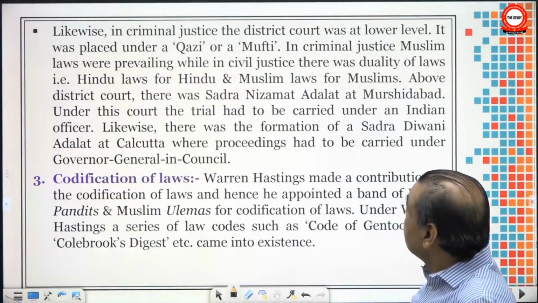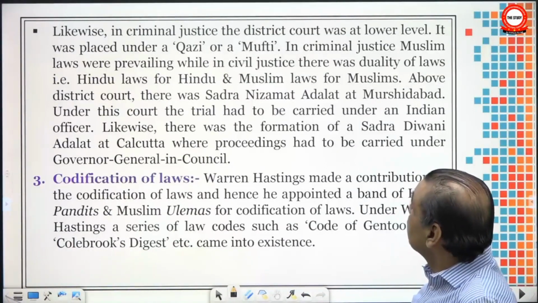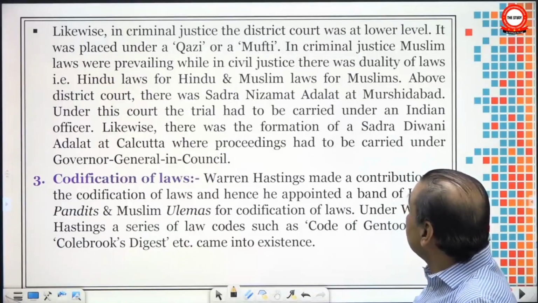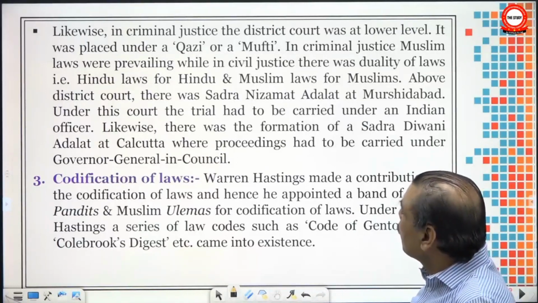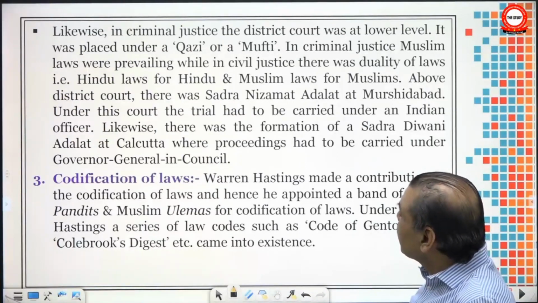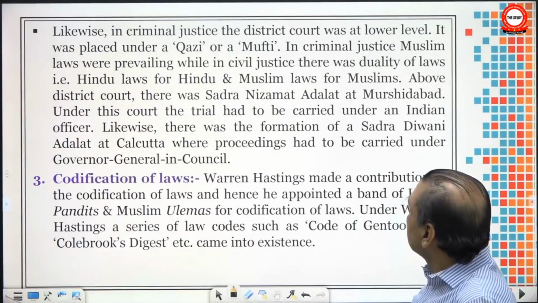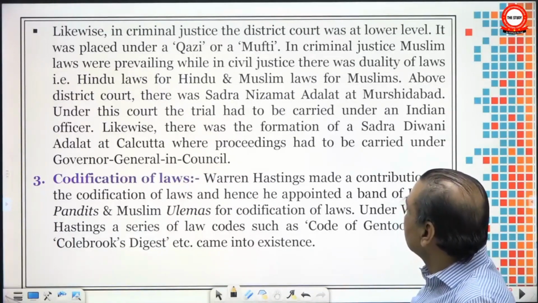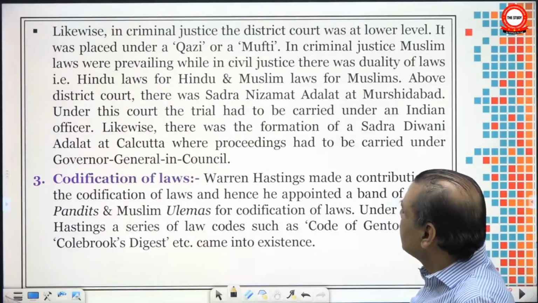Qazi or a Mufti. In criminal justice, Muslim laws were prevailing, while in civil justice there was a duality of laws, Hindu laws for Hindus and Muslim laws for Muslims. Above the district court, there was the Sadar Nizamat Adalat at Murshidabad. Under this court, the trial had to be carried out under an Indian officer. Likewise, there was the formation of a Sadar Diwani Adalat at Calcutta, where proceedings had to be carried out under the Governor General.